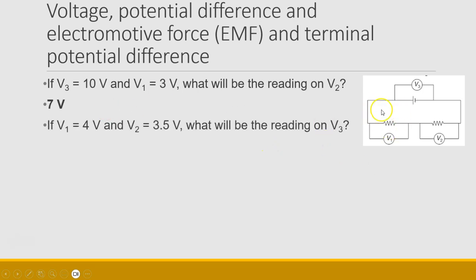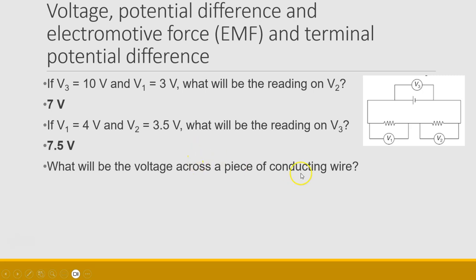If V1 is 4 volts and V2 is 3.5 volts, what will be the reading on V3? Well, we know that the total voltage provided by the cell is going to be equal to all the voltages across the resistors within the circuit. So it would be 4 plus 3.5, indicating that this circuit has a 7.5 volt cell.